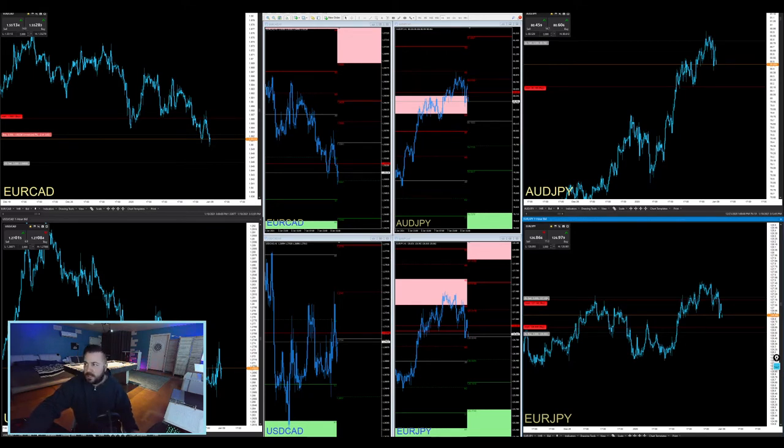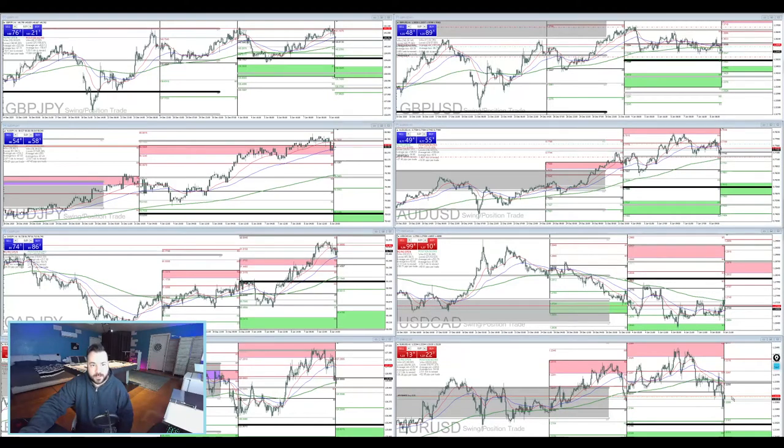Time is 3:13 p.m. So we're 13 minutes into the new week and the new session. I'm going to pause it here until I have something new. Let's go ahead and place the stop loss right now for the Euro US dollar. And we'll take our target.